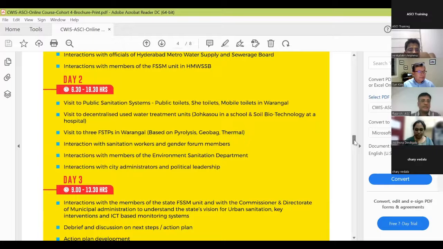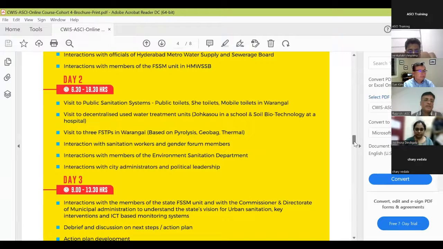Day 2, we would be moving to our learning lab city, that is Warangal, where we would be seeing the public sanitation systems in terms of the public toilets, how they are monitored, the she toilets, the mobile toilets. We would be seeing 3 different kinds of systems. We would be seeing the Jocasso, which we have already discussed in one of our sessions. We would be seeing a soil biotechnology treatment system. We would be visiting 3 distinct technologies of fecal sludge treatment plants based on the pyrolysis, what we discussed today right here. We would be talking about the geotube technology as well as some other technologies.